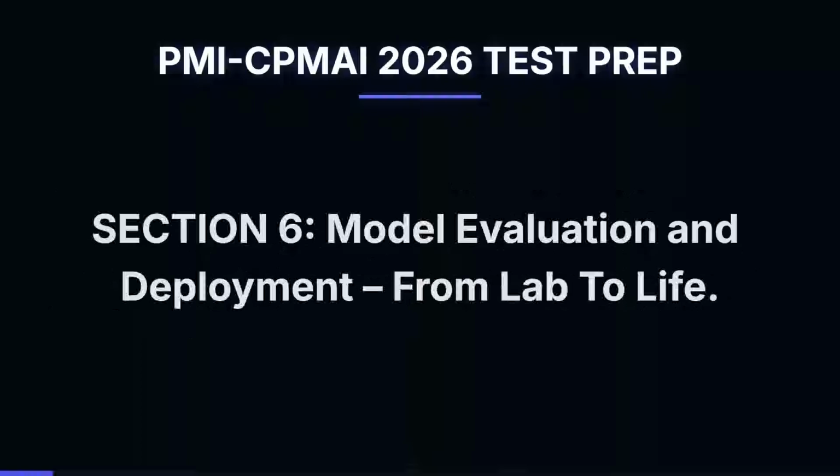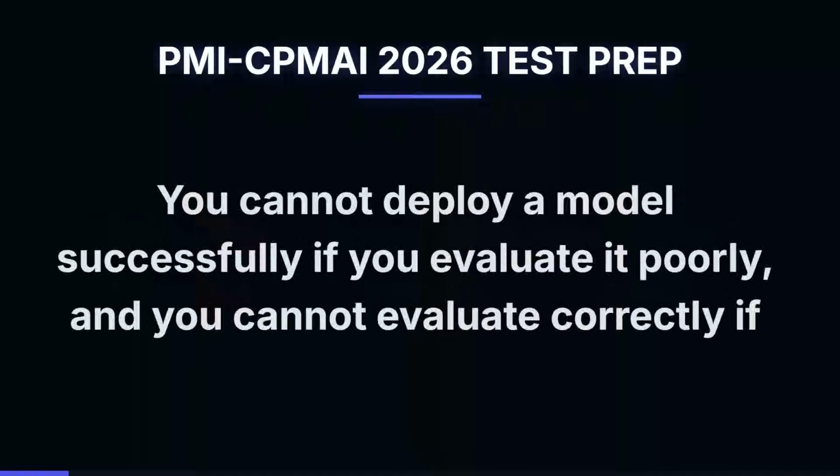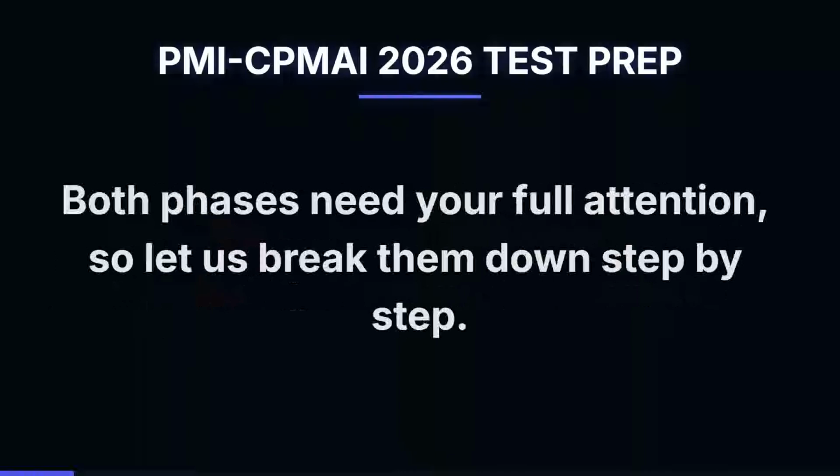Section 6, Model Evaluation and Deployment, From Lab to Life. Welcome back, my friend. We finally made it to the last section together, and I am really proud of you. Phase 5 is called Model Evaluation, and Phase 6 is called Deployment, so I teach them together because they are deeply connected to each other. You cannot deploy a model successfully if you evaluate it poorly, and you cannot evaluate correctly if you ignore deployment reality. Both phases need your full attention, so let us break them down step by step.